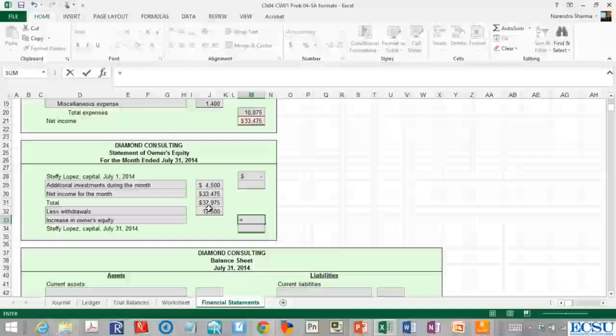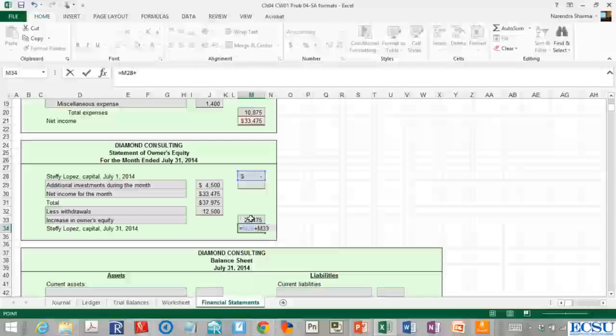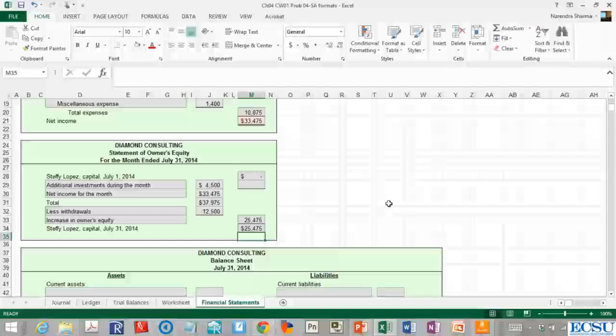So let's see what is the net increase. This minus this one will be total minus the withdrawals is going to be 25,475. And then the capital is going to be, of course, our beginning capital was 0, plus the increase right now was 25,475. So that would be 25,000. This was 45,000. So yes, there is some calculation.